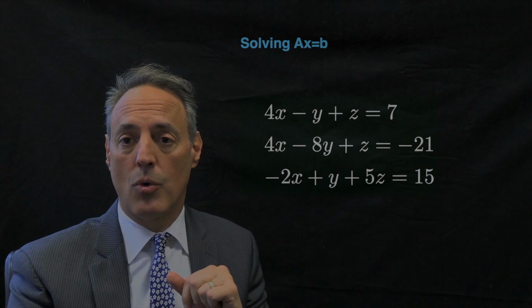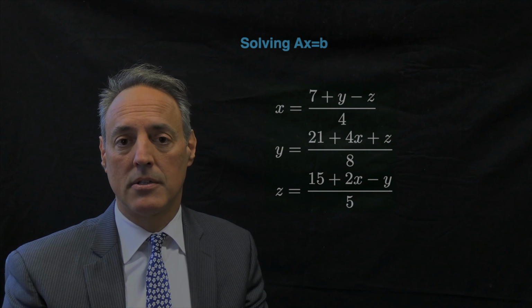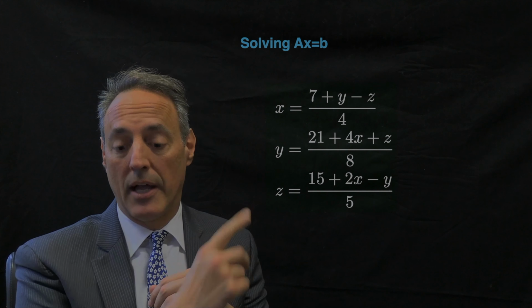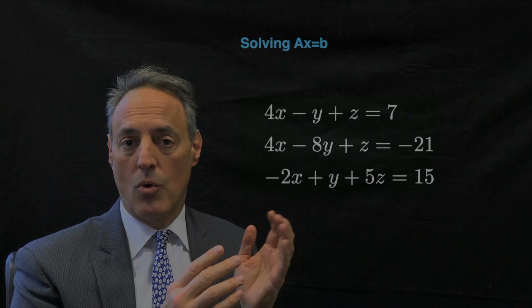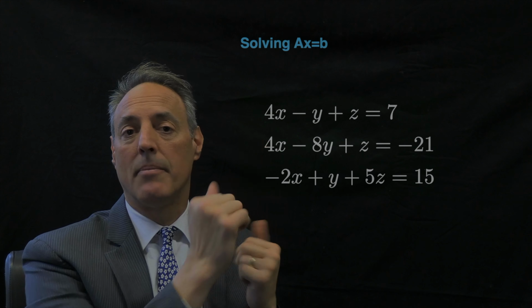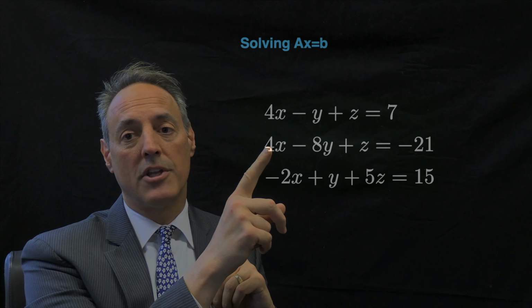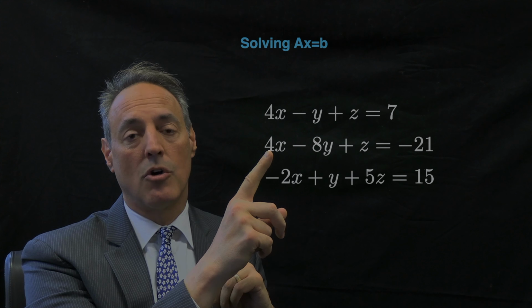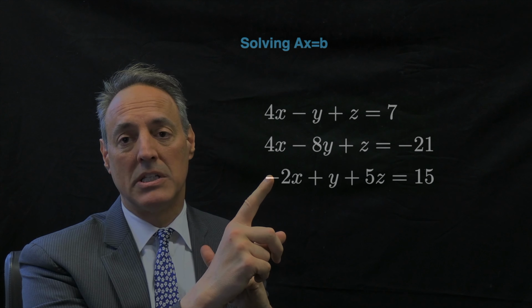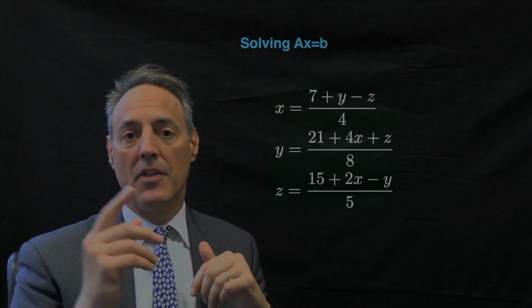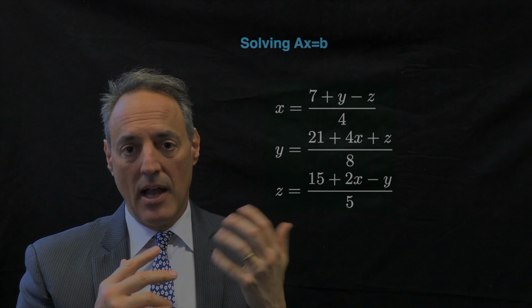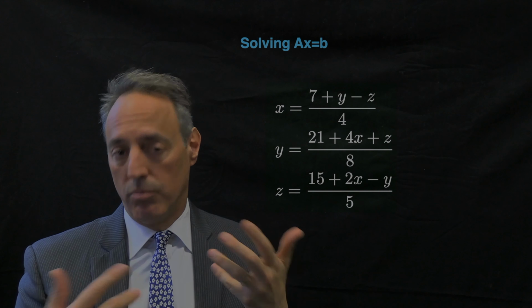So from the first equation, we're going to solve for x. From the second equation, solve for y. Third equation, solve for z. And this is what you get. So let me go back. Here are the equations. If I solve for x in this one, I move the y and the z over to the other side, divide by 4. If I solve for y for this one, I move the x terms and the z terms over, divide by 8. And here I move everything over and divide by 5 to get the z isolated on the left. And these are the equations that you get. So I haven't really done anything. I haven't made any progress forward in solving this.